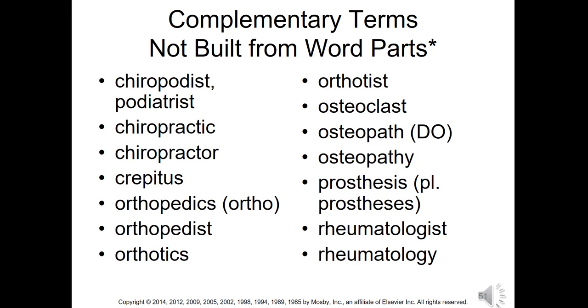Prosthesis, or plural prostheses, is some type of artificial substitution for either a joint or a missing body part, such as a leg or an eye. A rheumatologist is a physician who specializes in the study and treatment of rheumatic disease, and then rheumatology is the actual study and treatment of rheumatic diseases.